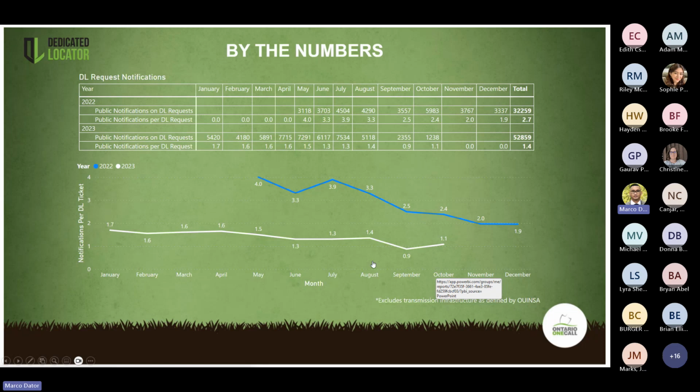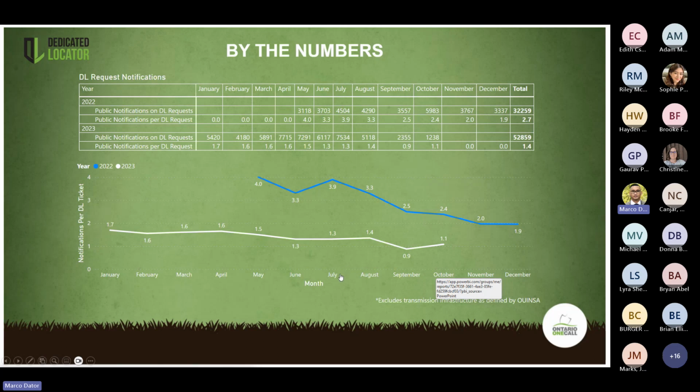What we want to see here is that the blue line is last year's numbers. So this is a ratio, once again, per locate request. These are the numbers that are still going into the public stream. On the white line here, what we are seeing are the numbers for this year, and you can see a large decrease in those public notifications.